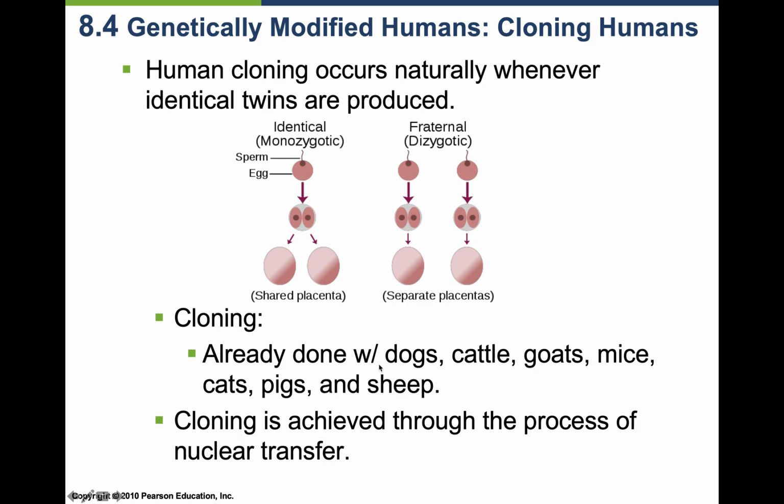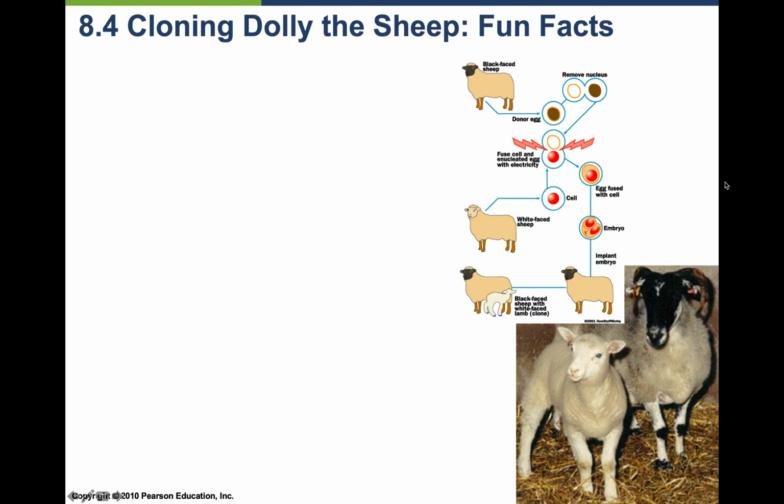So cloning has already been done with dogs and cattle and goats and mice, cats, pigs, sheep, all sorts of stuff. Cloning is achieved through the process of nuclear transfer. So that's different than what's happening naturally in humans, and we can kind of go over it here. So this is how you do nuclear transfer. So you take a black-faced sheep, okay, and you take an egg from that black-faced sheep, but you remove the nucleus. Now remember back to our organelles, right?